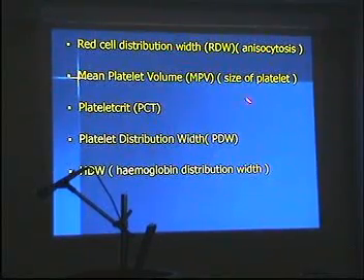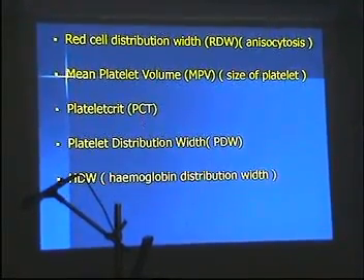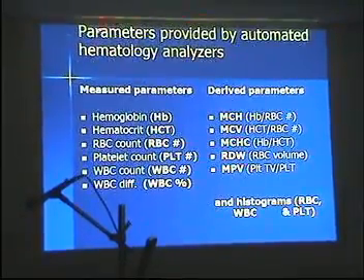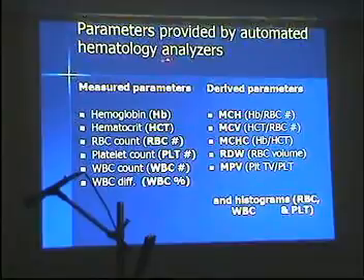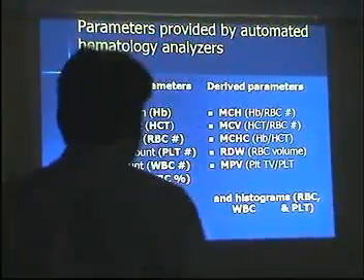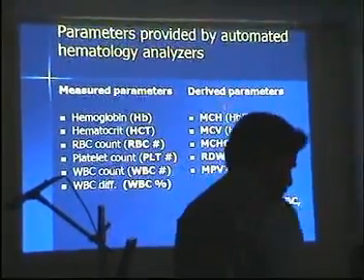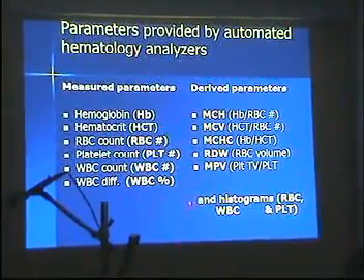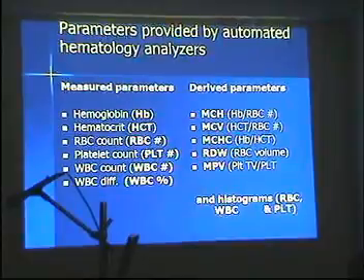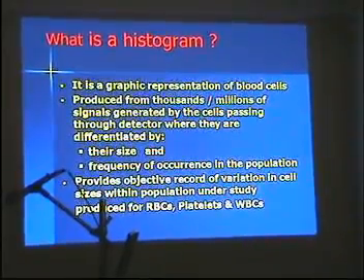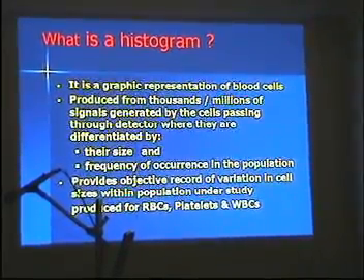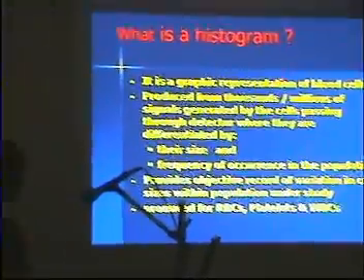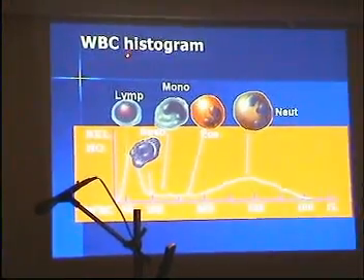MPV tells us the size of the platelets, the plateletcrit, and the platelet distribution width. The parameters which are provided by these analyzers, some are measured parameters we know, and some are derived parameters, and they are formed into histograms for different elements of blood. What is a histogram? Basically, a histogram is a graphic presentation of cells.